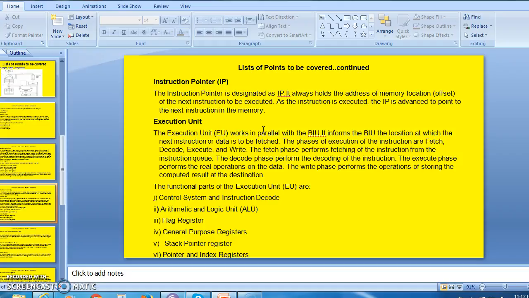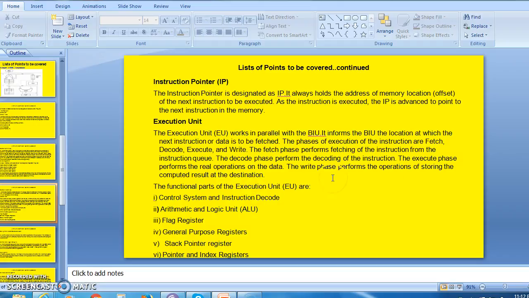Now let us see the function of execution unit. The execution unit will work in parallel with the bus interface unit. It will guide the bus interface unit from where it has to fetch the instruction, and mainly it will perform the decoding function. It means it translates the instruction which is fetched by the bus interface unit into a series of actions or operations. In other terms, the execution unit is responsible for executing the instructions.